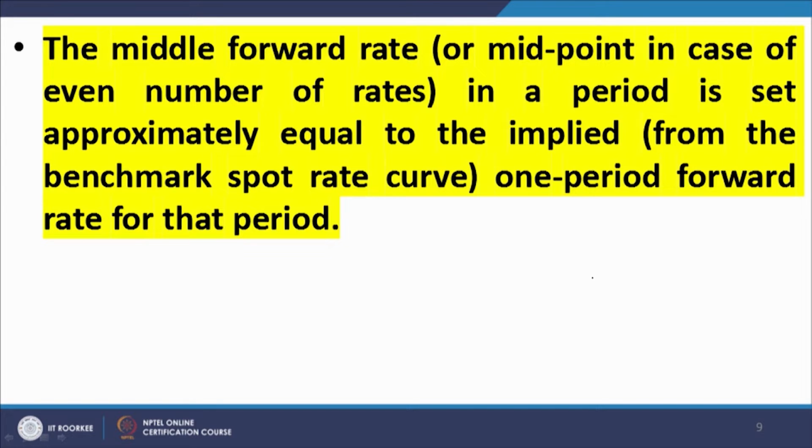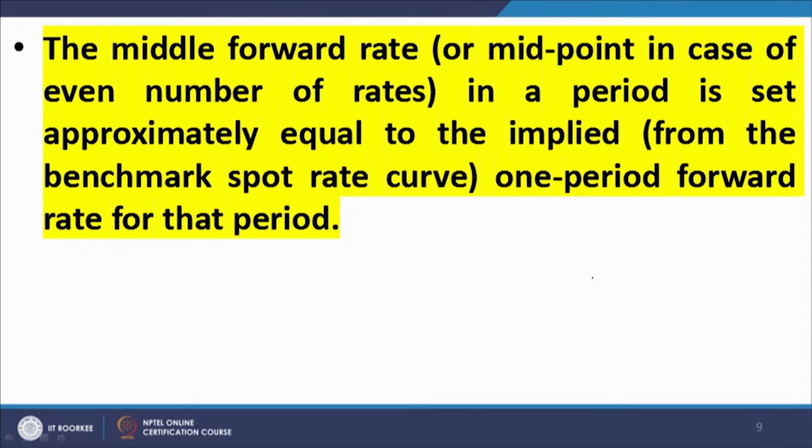So, as far as the middle rate is concerned, we normally assume that the middle rate corresponds to the rate that is obtained from the spot yield curve or the spot rate curve of benchmark securities. Whatever rate is implied by the spot rate curve, we use that as the middle rate, or approximately the middle rate, when we calibrate a binomial tree. Let us do an example on the calibration of the binomial tree.